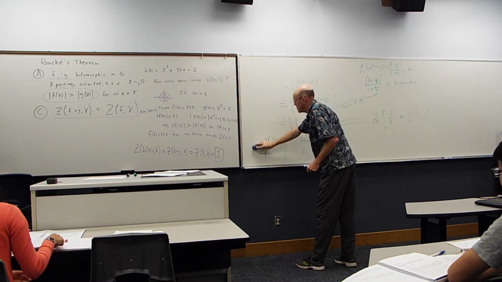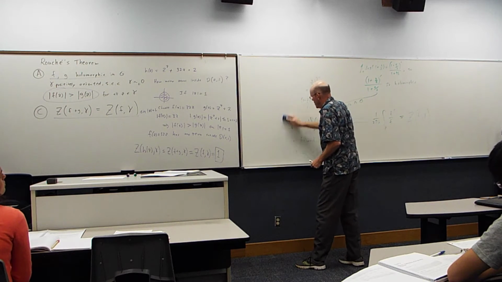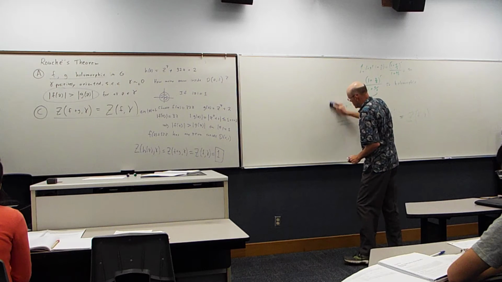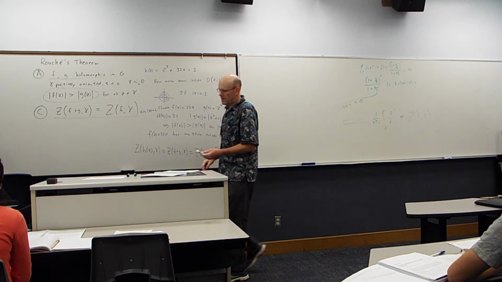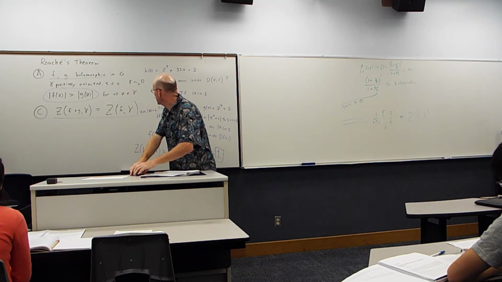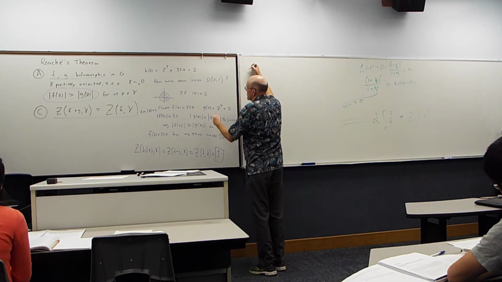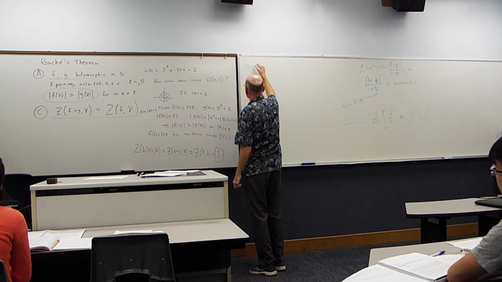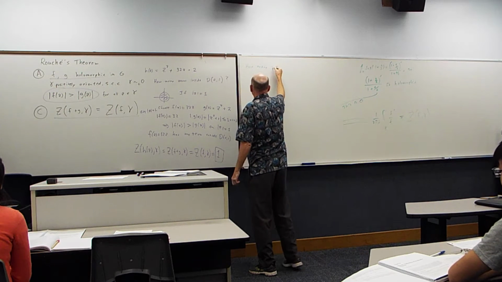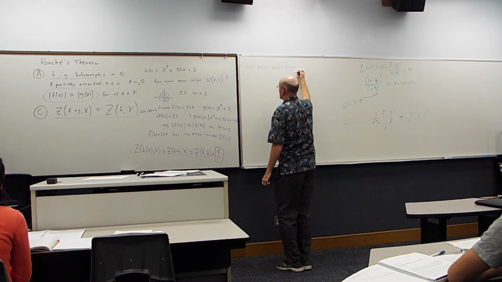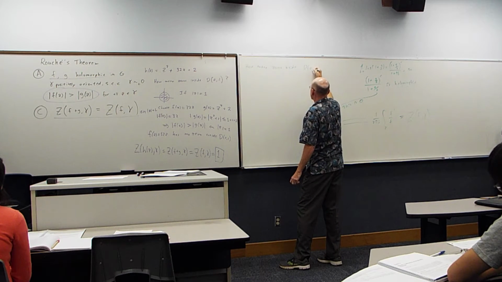So I'm going to ask another question, the same thing, another problem: with the same function, how many zeros are inside the disk centered at 0 of radius 2?